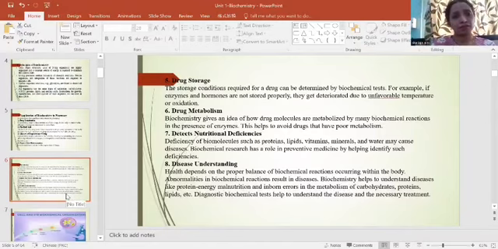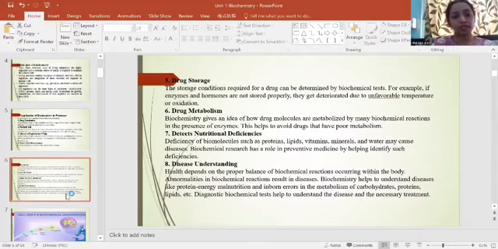Drug metabolism: biochemistry gives an idea about how drug molecules are metabolized by many biochemical reactions in the presence of enzymes. The next one is detecting nutritional deficiencies. Deficiencies of biomolecules such as proteins, lipids, vitamins, minerals, and water may cause diseases. Biochemical research has a role in preventive medicine by helping identify such diseases.